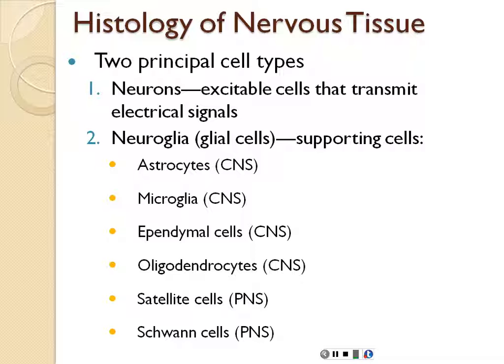So neuroglial cells are the other cells, which are referred to as supporting cells of the nervous system. And there are 6 types of neuroglia: astrocytes, microglial cells, ependymal cells, oligodendrocytes, satellite cells, and Schwann cells. Notice there are 6 types of neuroglial cells, and 4 of them are found only in the CNS. The other 2 are found only in the PNS.